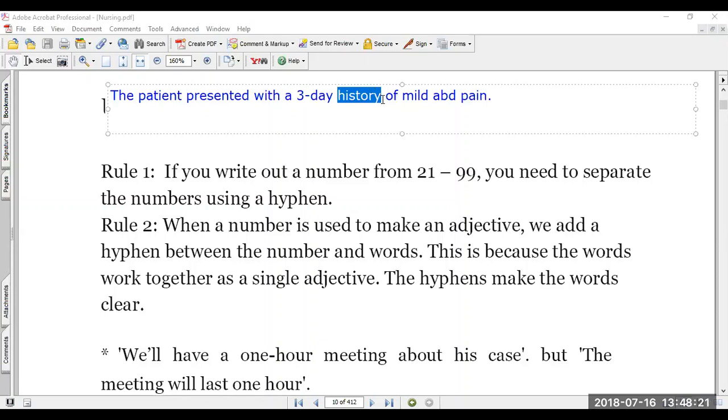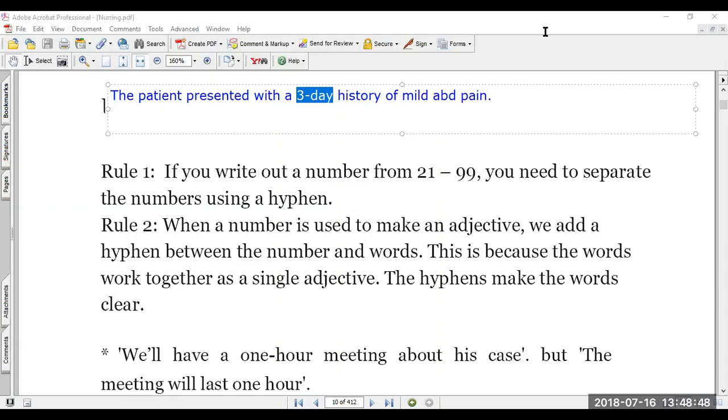So 3-day here is acting as an adjective of history. History is a noun. So when I'm making adjectives like this with the numbers, I need to separate it with hyphen and I don't make it plural. Similarly, this can be 1-week, 2-month, 1-year, 5-year. But there's no need to have plural and you need to separate it with hyphen. These are the two things you have to be careful about.